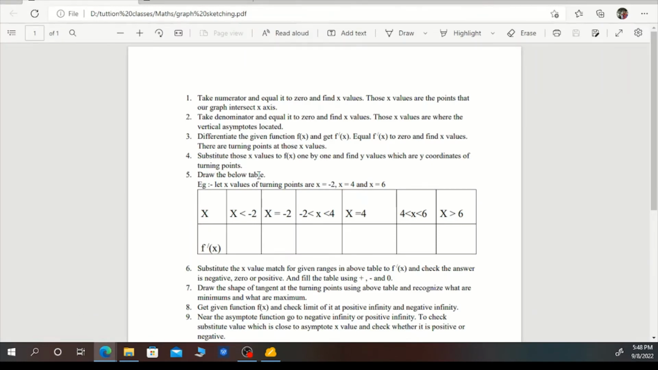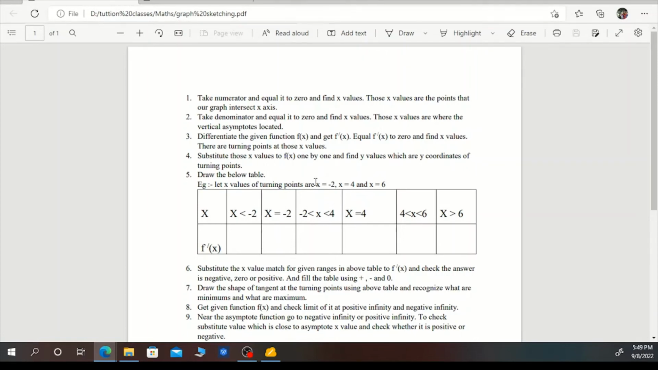So according to the fifth step, we have to draw the table below. As an example, they gave that the x values of the turning points are x equals minus 2, x equals 4, and x equals 6. So these are the x values of the turning points, and you have to draw a table like this. But in our problem, we got only one turning point x value. So our graph is shorter than this graph.